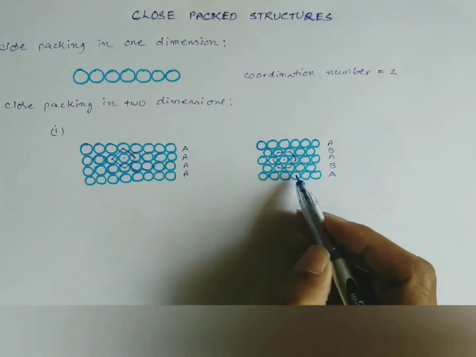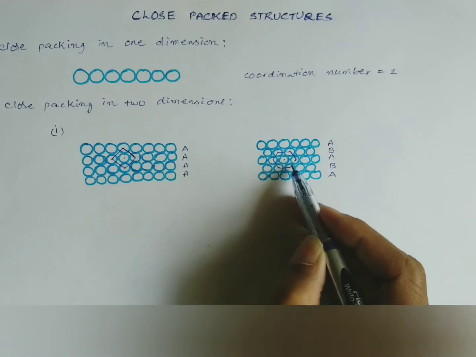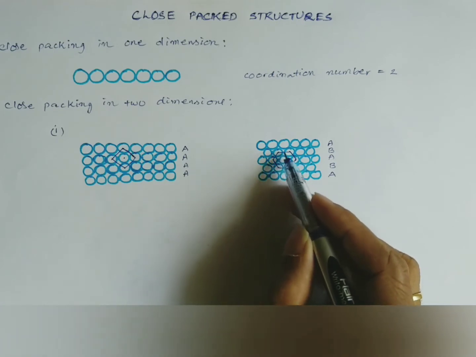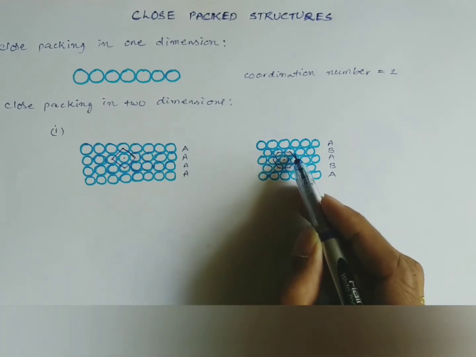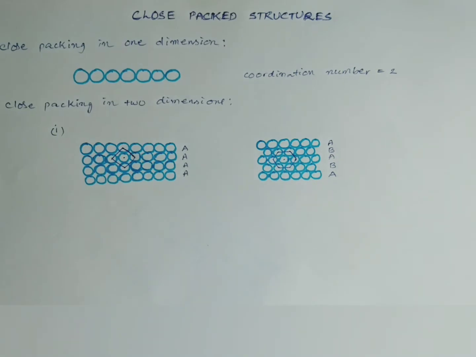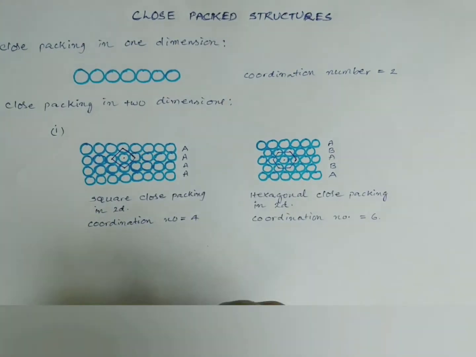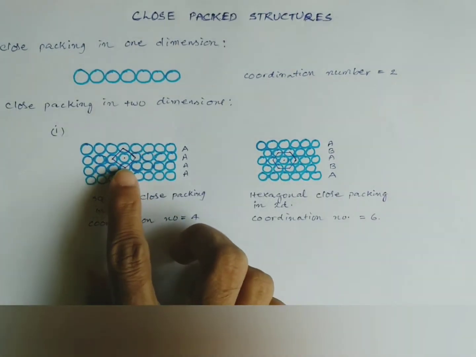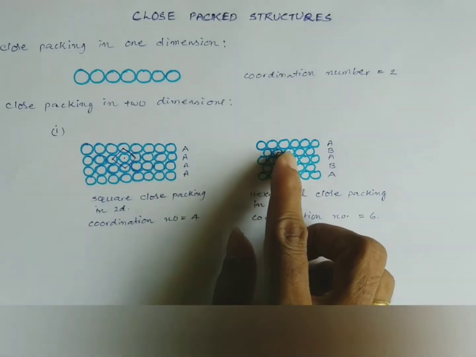So in 2-dimensional layer, if you draw an imaginary line joining the nuclei of the surrounding atoms, you will get a hexagonal shape. So that is why it is hexagonal close packing in 2 dimensions. So here the coordination number is 4, and here the coordination number is 6.